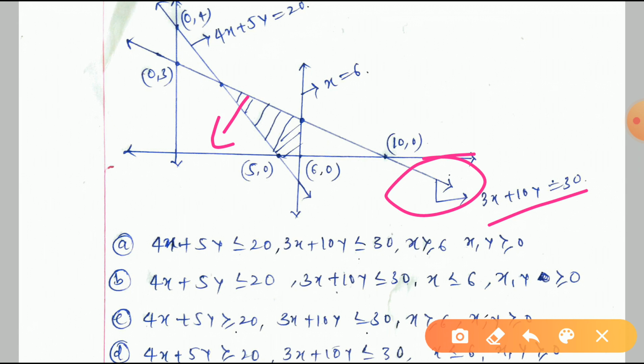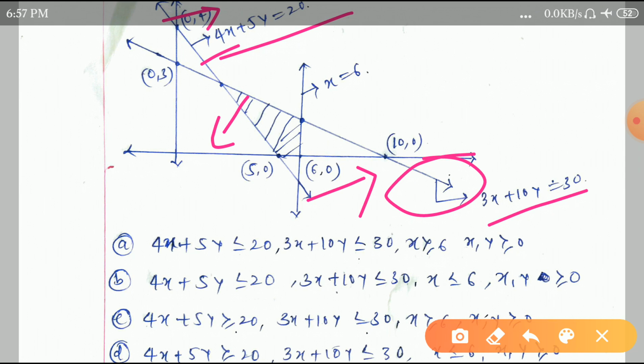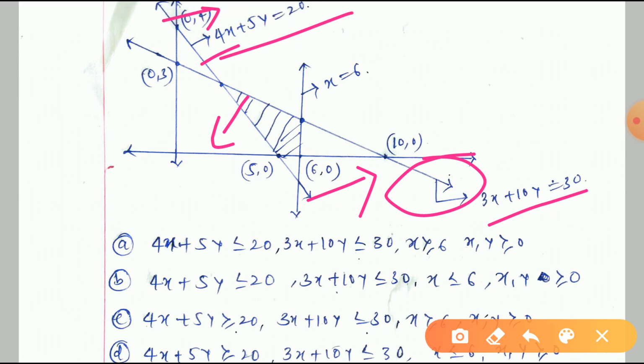It means 3x plus 10y less than or equal to 30. For the equation of the line 4x plus 5y is equal to 20, the solutions lie above the line. Therefore 4x plus 5y greater than or equal to 20. Therefore the option 4x plus 5y less than or equal to 20 is wrong, and this other option is also wrong. Now check option C or option D.